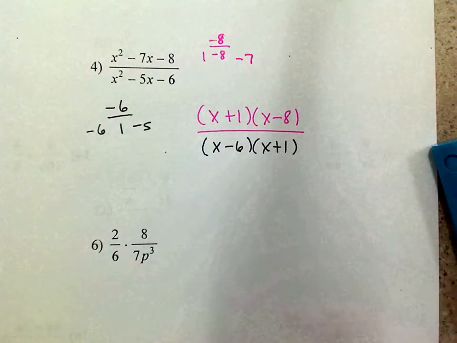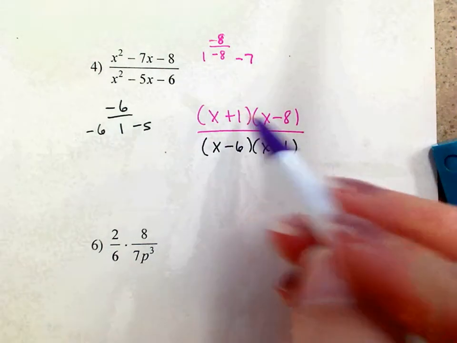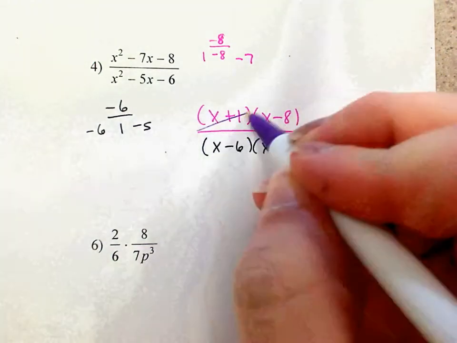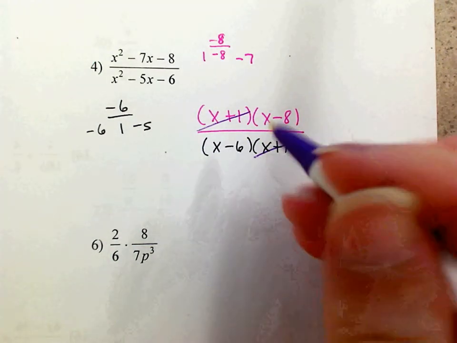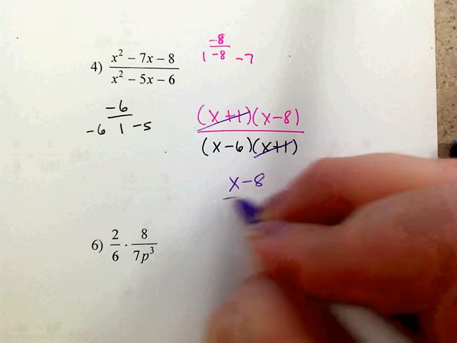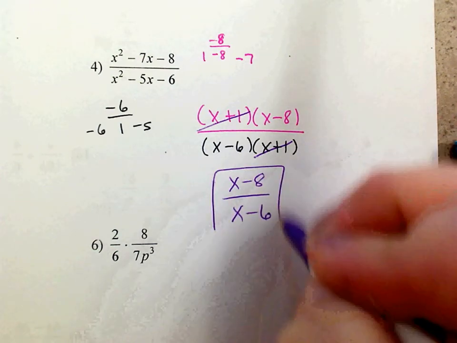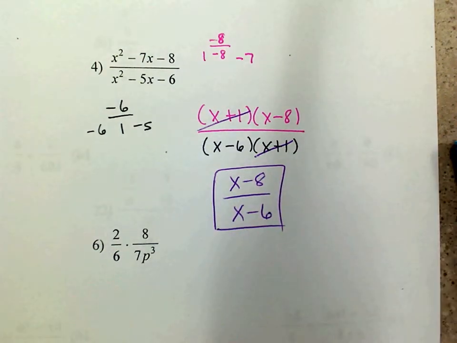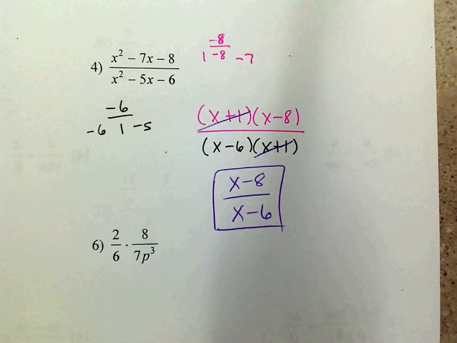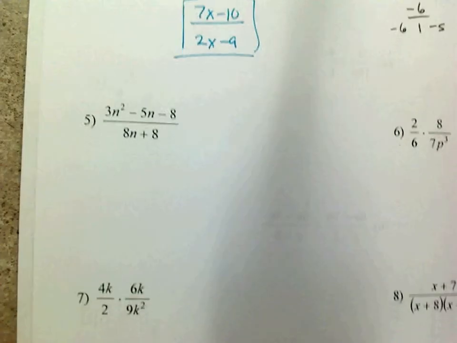What do you notice? Right. I'm multiplying x plus 1 on the top and multiplying x plus 1 on the bottom, so I can cancel them out. Final answer? Okay. Okay? Alright, now let's talk about number 5.